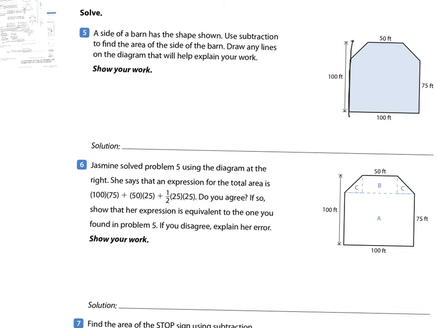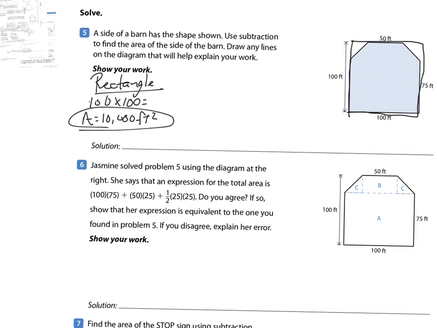So I'm going to draw a large outside rectangle around that barn. The area of the large outside rectangle is going to be 100 feet times 100 feet, which equals 10,000. So the outside rectangle has an area of 10,000 square feet. From that, I need to subtract the area of these 2 triangles, and I will label them B.